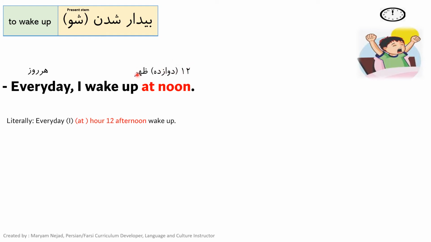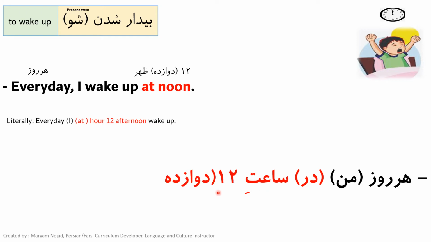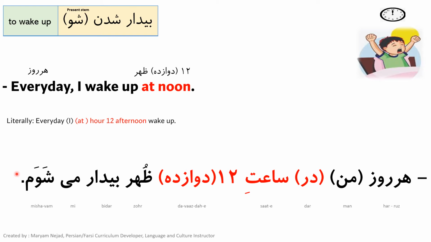In the previous lesson, I said that in Farsi, we don't have noon or midnight. You need to be specific. You have to say 12 in the afternoon or 12 in the evening. So we are going to start the sentence with a time adverb, haruz. haruz من در ساعت 12 ظهر بیدار می شوم. هر روز من در ساعت 12 ظهر بیدار می شوم.